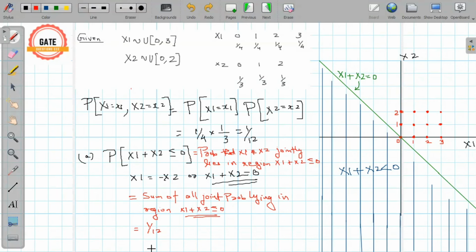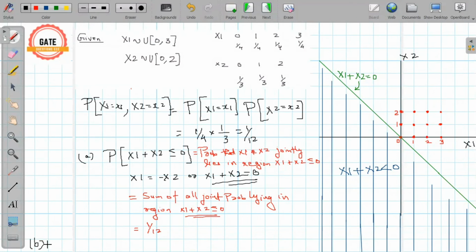So all we have to do in this shortcut technique is to draw the joint probability distribution of x1 and x2, and then find all the points that are lying in the desired region that is asked in the question, and then sum up the joint probabilities of all those points that are lying in the desired region. So that will give you the probability that is asked. So now we will use the same shortcut method to find the B part of this question. So let's see its solution.